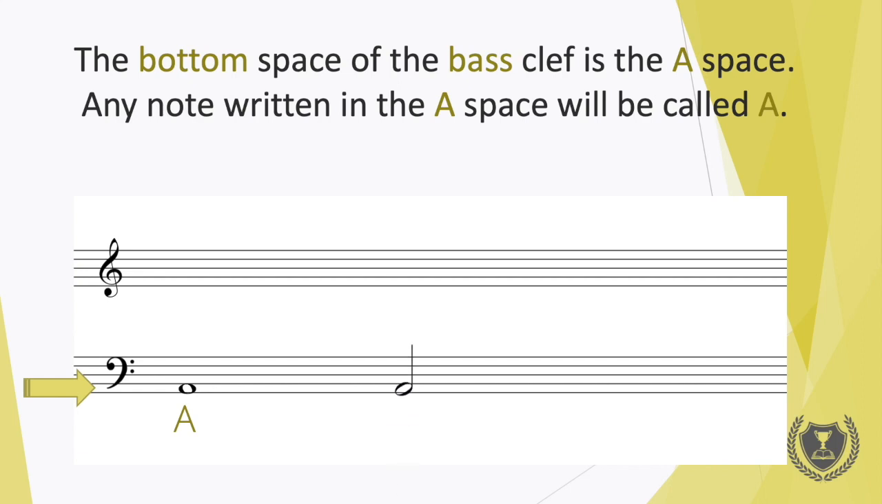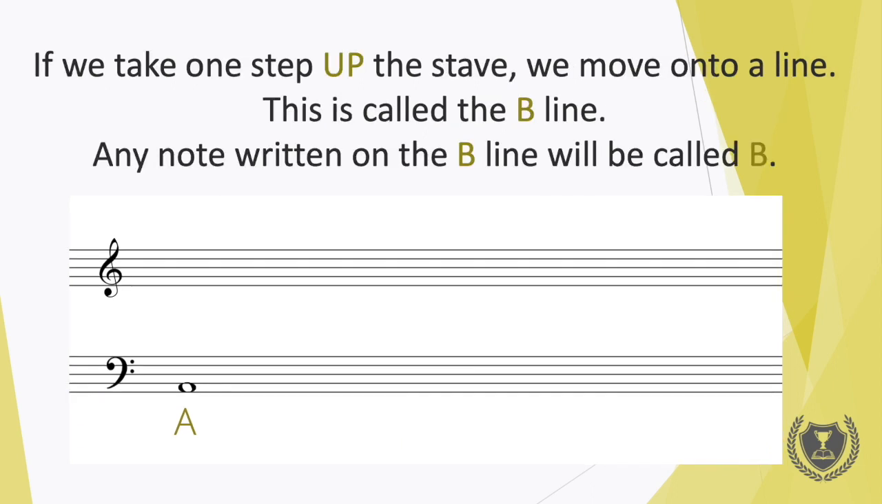This is a half note in the A space, so it's called A, and this is a quarter note in the A space, so it is called A. If we take one step up the stave, we would move onto a line, and this would be called the B line. Any note written on the B line will be called B. So this is a whole note B, this is a half note B, and this is a quarter note B.